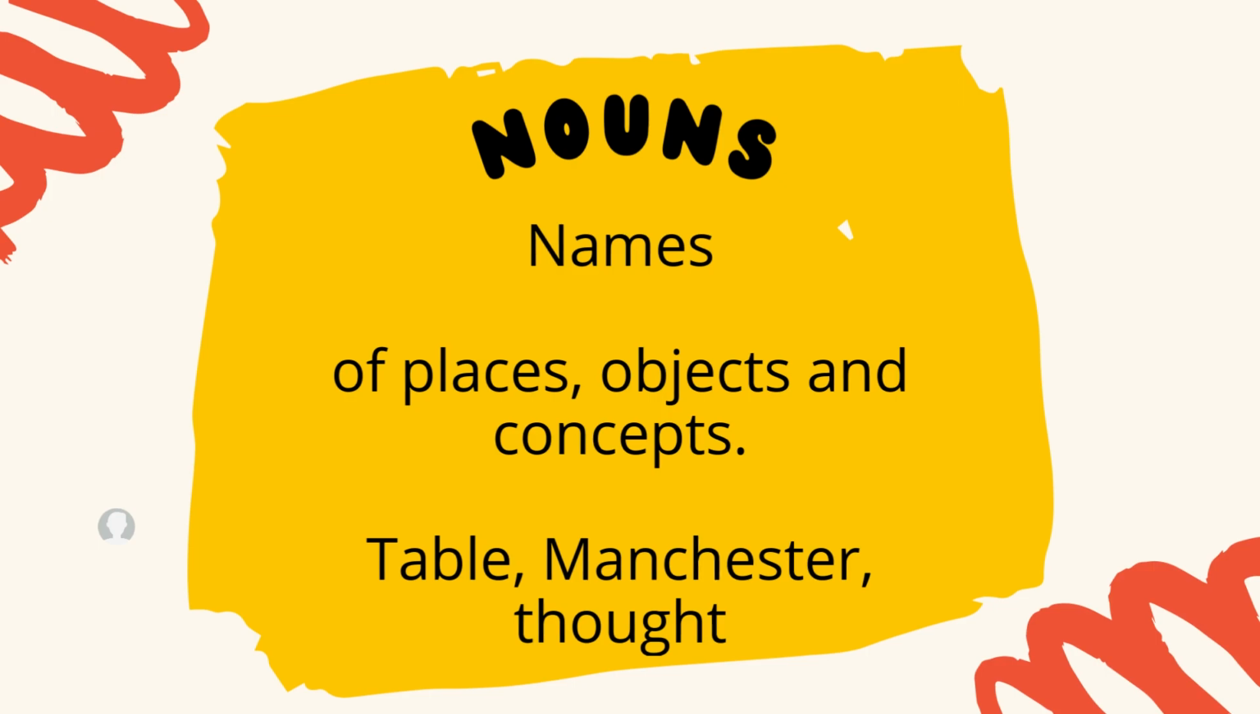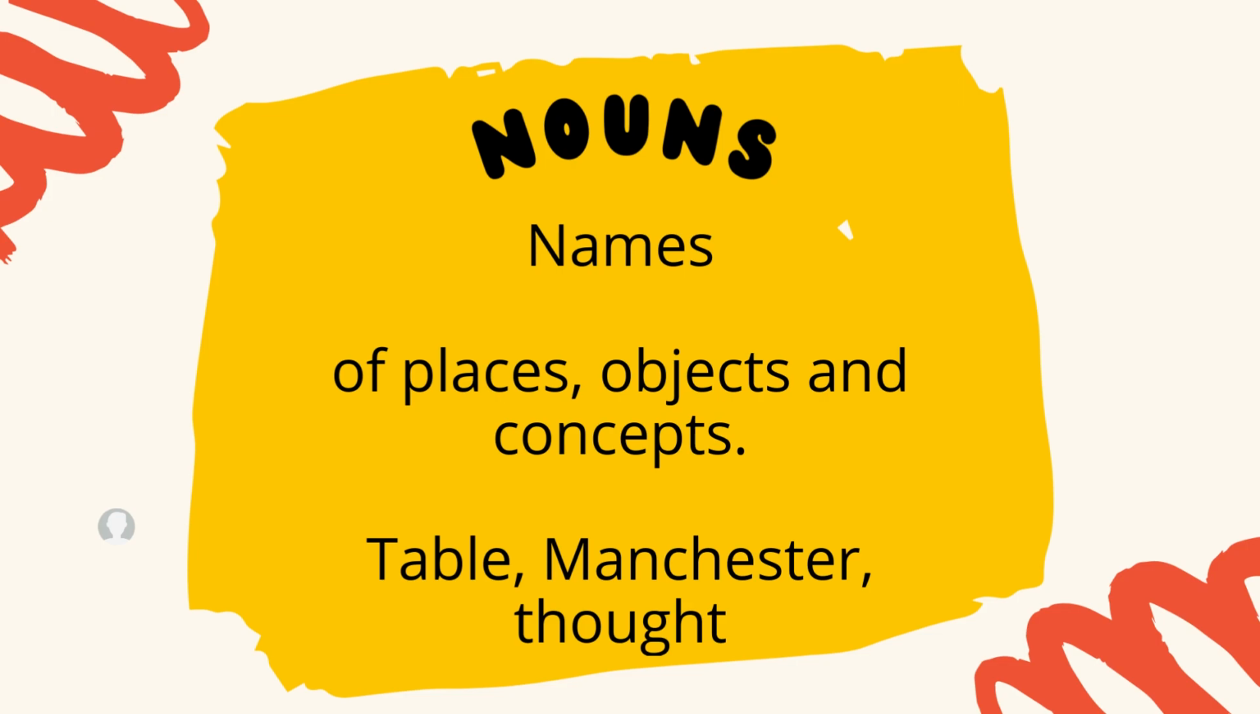The last one we're talking about is nouns. So nouns are the names of things. They're the names of places, objects, and concepts. Now I've mentioned concepts because that's quite a difficult one to get your head around. So for anything abstract at all, it tends to be a noun.